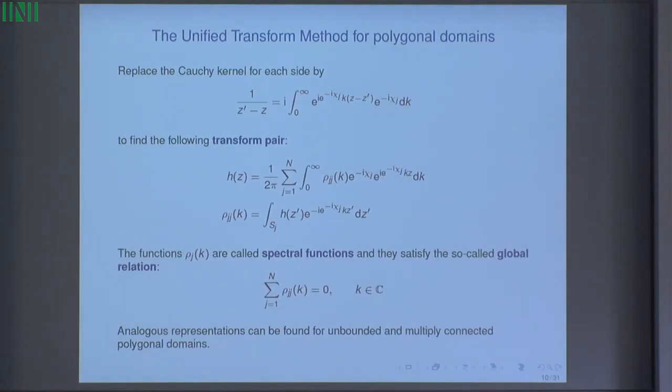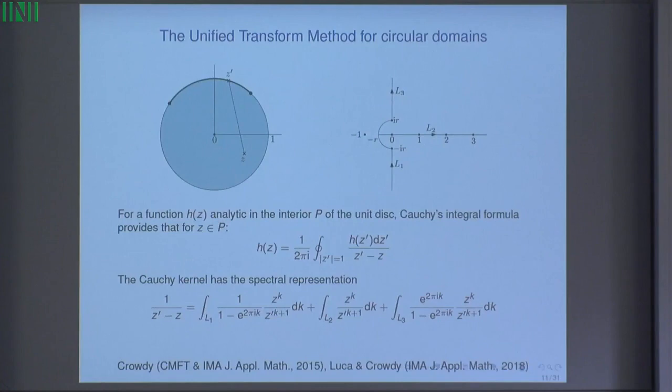So let's go one step further and consider how we find a transform pair for a function analytic in a disk, for example. So suppose again we have a z' point along the boundary and then a point z in the interior, and we have this function h, which is analytic in the interior. So again we have the Cauchy integral formula given here. And now the idea is to write again a spectral representation for this Cauchy kernel, which in this case is given by this expression here.